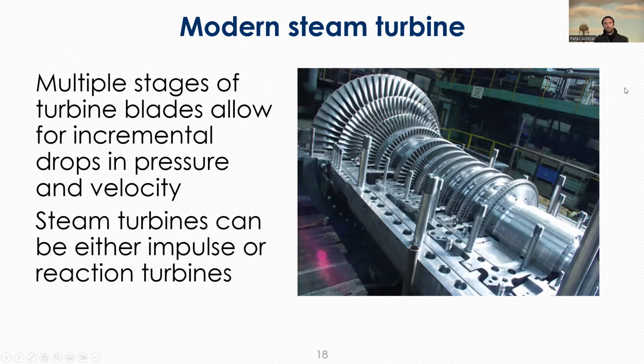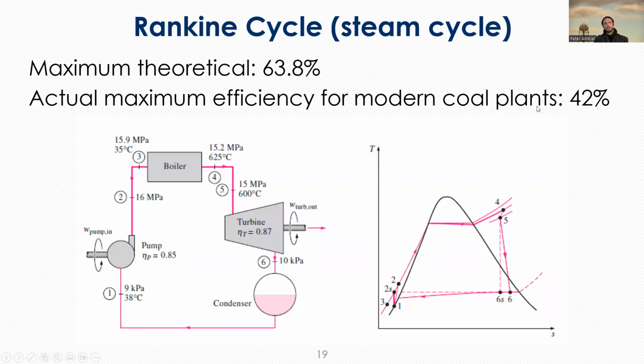Okay, and so in a steam turbine, maybe obvious from the name, essentially what you want to do is you're sending hot pressurized steam through the turbine in order to spin your generator to produce electricity. So what does that look like?